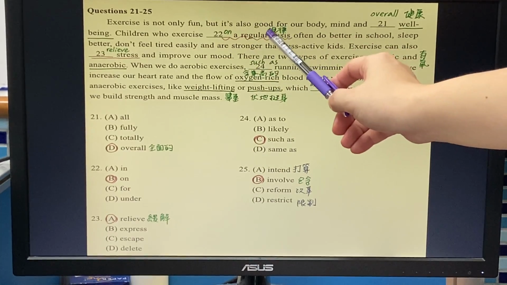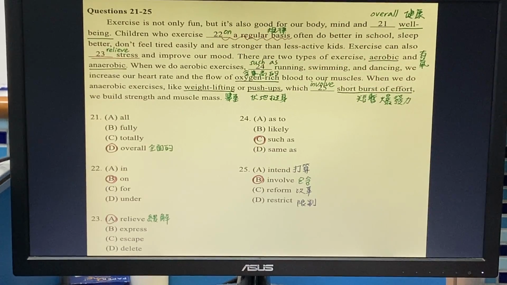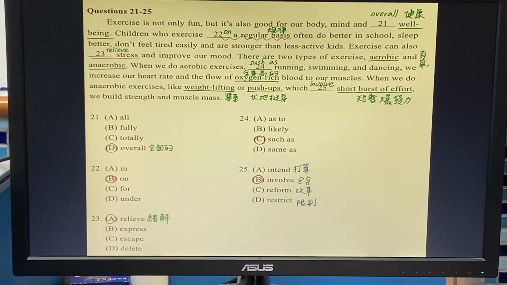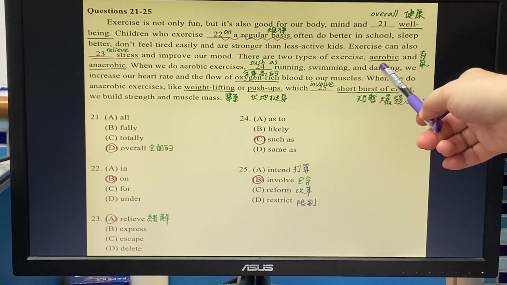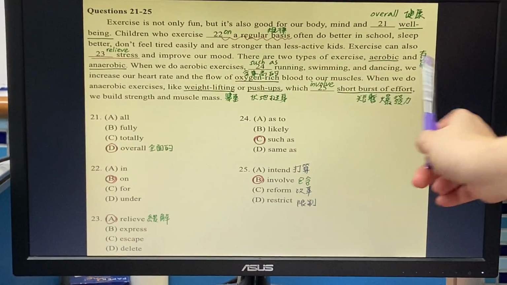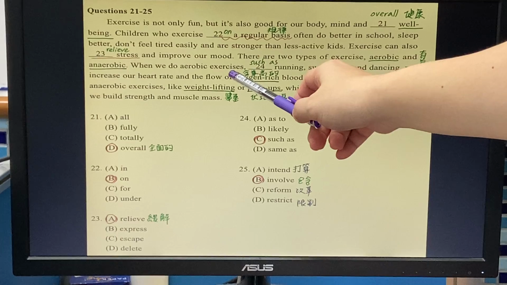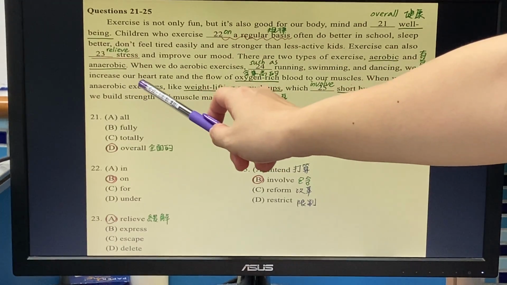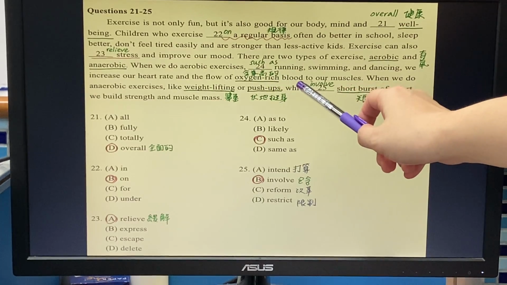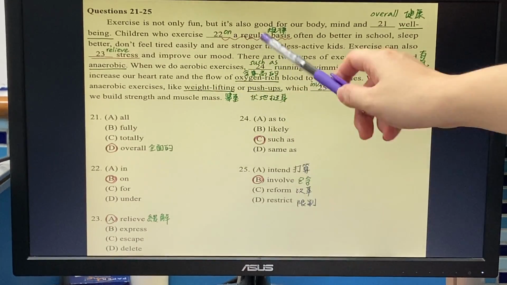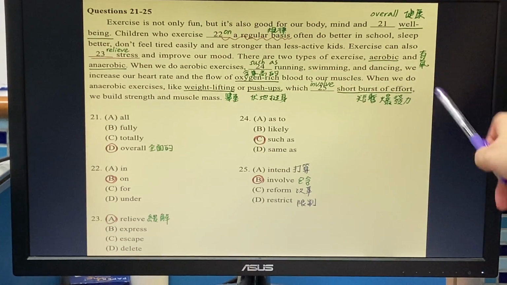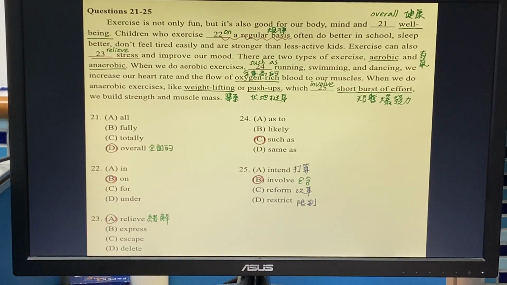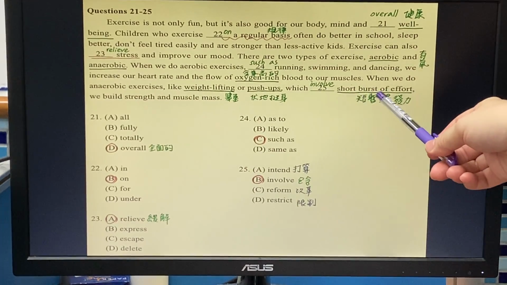这个片语叫做规律地，一定要用 on，这是固定用法。Exercise can also relieve stress, 可以舒压。我们用 relieve 这个动词。There are two types of exercise, aerobic and anaerobic, 有氧跟无氧。When we do aerobic exercises, such as running, swimming, and dancing, such as 后面就是放你要举例的东西。We increase our heart rate and the flow of oxygen-rich blood. 所以含氧量高的血会在你身体流动，所以这叫 aerobic 有氧的。When we do anaerobic exercises like weightlifting or push-ups, 举重、伏地挺身是无氧的，但是这些运动 involve short burst of effort.